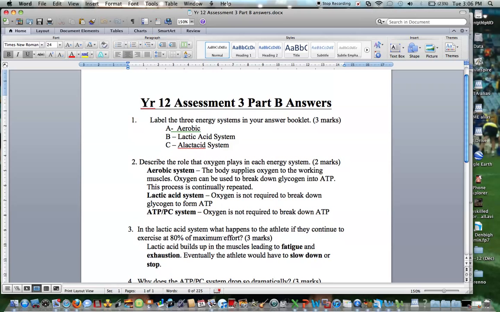Even though there is no requirement of oxygen in the other two anaerobic systems, students still needed to mention them. They needed to mention that in the lactic acid system, oxygen is not required to break down glycogen, and in the ATP system, oxygen is not required to break down ATP. They needed to mention these two systems.